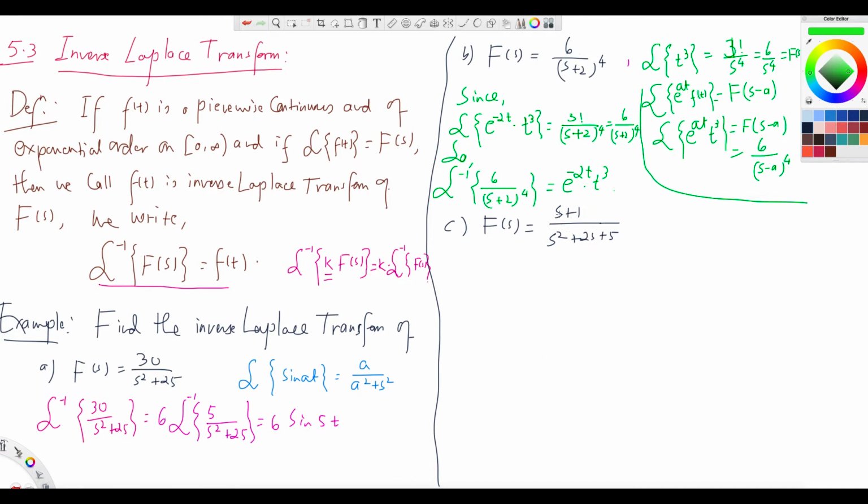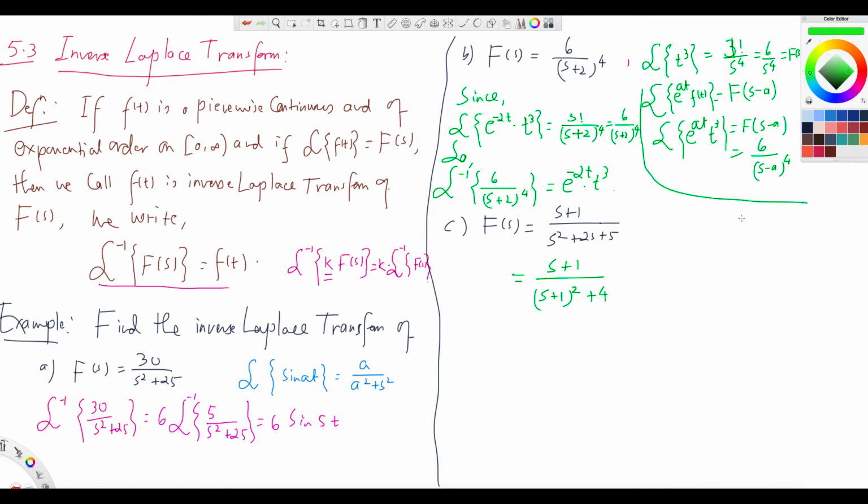See, there is s plus 1 on the top. So can we get s plus 1 on the bottom? Let us simplify the bottom and complete the square. So I will get s plus 1 over s squared plus 2s plus 1 plus 4. You see that? Yes. So this is basically s plus 1 over s plus 1 squared plus 4.